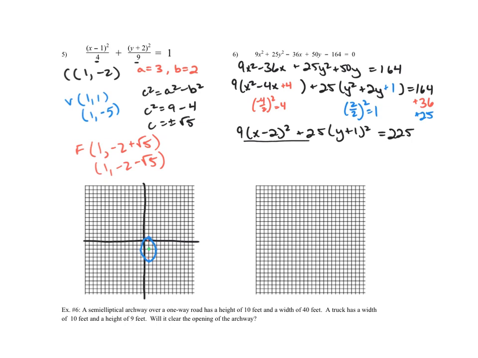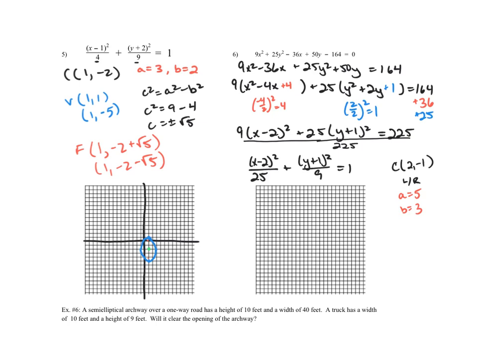So we're going to divide everything by 225. When we do that, we get x minus 2 squared over 25, since 225 divided by 9 is 25, plus the quantity y plus 1 squared over 9 equals 1. So now we know that our center is at 2, negative 1. Since the 25 is under the x squared, this runs left and right. We get an a value of 5 and a b value of 3.